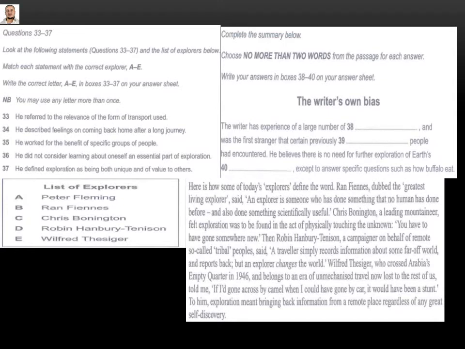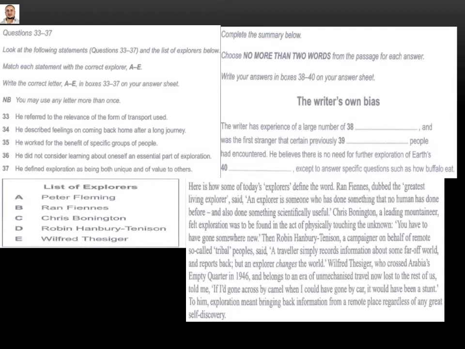So let's see. He defined exploration as being both unique and of value to others. 37. Ran Fiennes. Let's make sure. The greatest living explorer said, "An explorer is someone who has done something that no human has done." He defined exploration as being both unique, which means no human has done before, and also done something scientifically useful, which means of value to others. So 37 will be B.